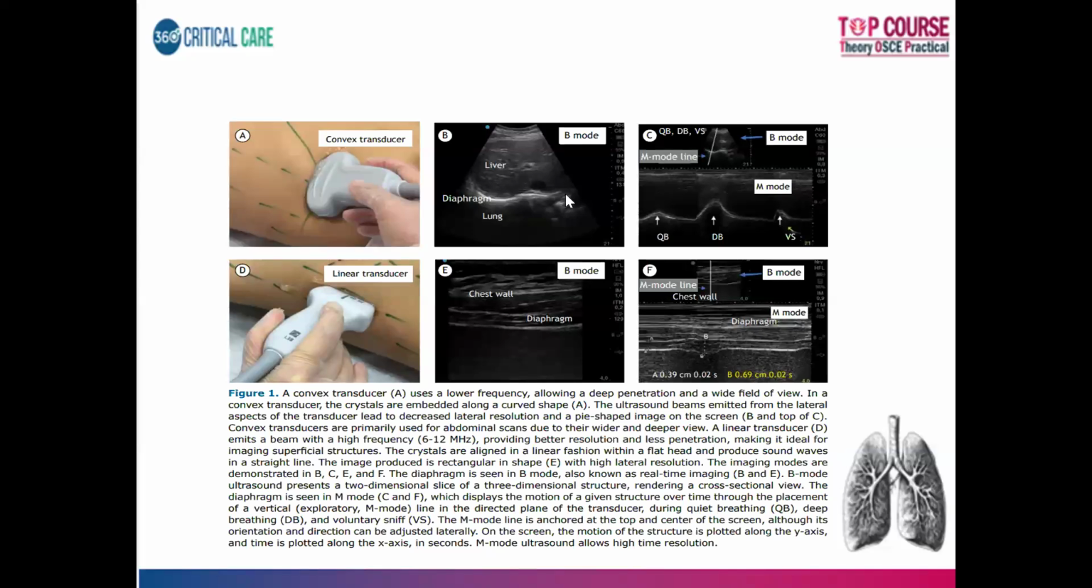But because it's bright at that particular junction, you can ask the patient to do deep breathing. Okay, so when you have that, you can see the movement across, and then you can categorize it as quiet breathing, deep breathing, and voluntary sniff position. There are certain cutoffs which I'll be discussing in the next slide. So this is about diaphragmatic excursion. After this, we'll be discussing diaphragmatic thickness fraction.